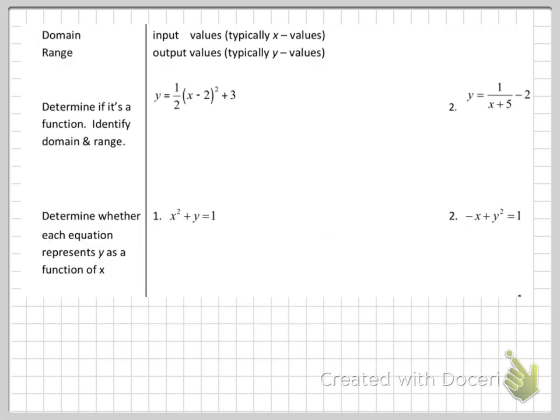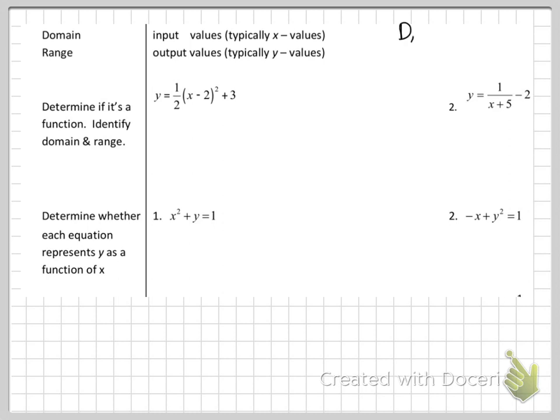Domain and range. Domain is the input values, which is typically x values, and range is the y values, output, which is typically y. We say typically because if you're doing like a time and distance problem, they might use t for time instead of x, right?